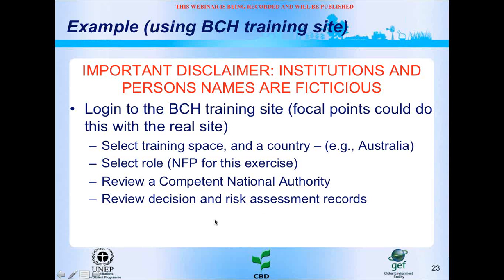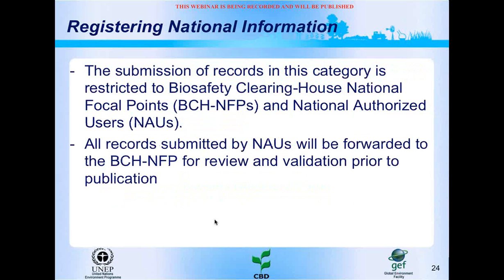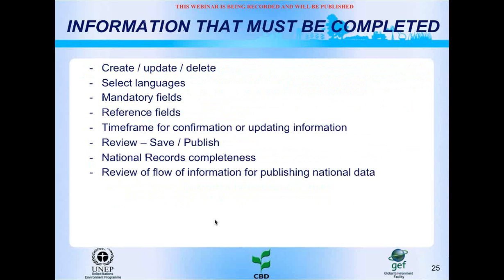So for the national authorized user, the information is sent to the national focal point, and the national focal point either accepts that information as it is and publishes it, or rejects it or asks for additional information. On the other hand, you will have registering of reference material.